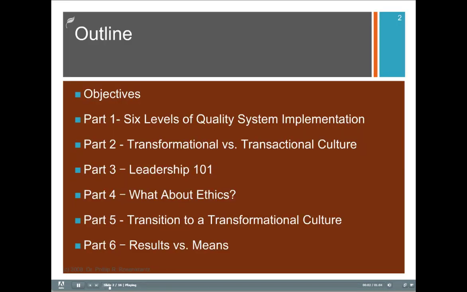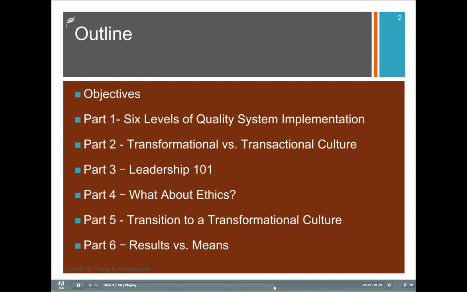We'll start out with a brief discussion of our objectives, and then in part 1, we'll discuss the 6 levels of quality system implementation. This is a model that we use throughout the Six Sigma for Managers program, and it's fairly foundational. Part 2 will explain the difference between transformational and transactional cultures. Part 3 is a primer on leadership. You may have seen some of this before, but sometimes it's nice to see things wrapped up and summarized in a nice clean way. Part 4 is a discussion of ethics.